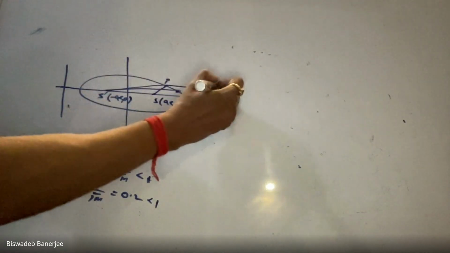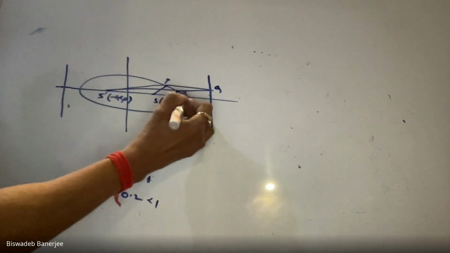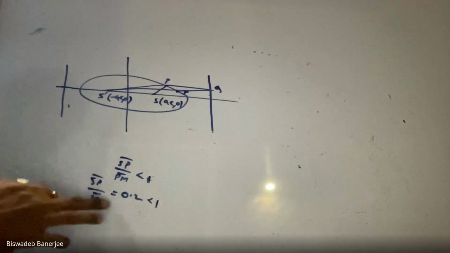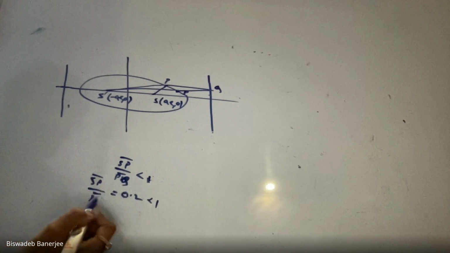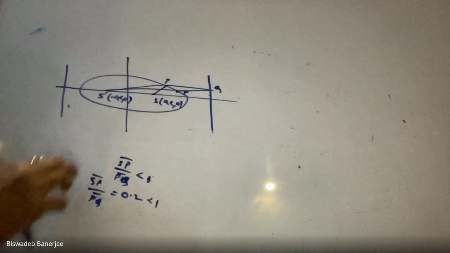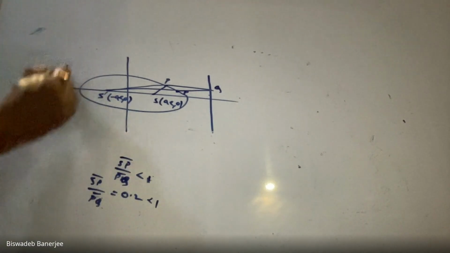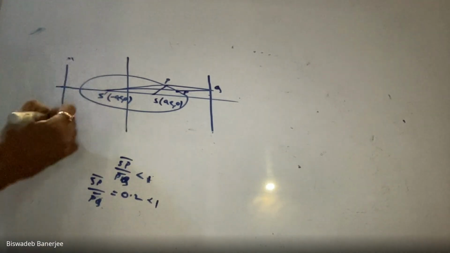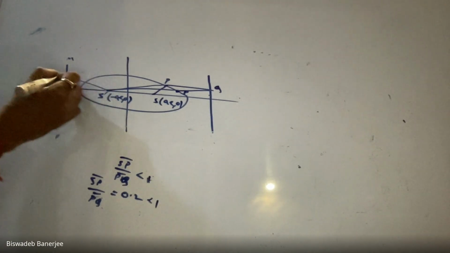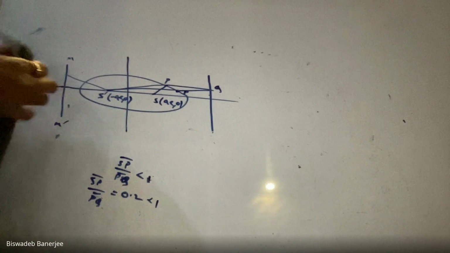If we fix Q here, there is my SP. If point P lies here, there is my SP, there is my PQ. If we take a point Q here, you can always see that SP by PQ is always less than 1. You can also take it from this direction as well, because there is my other directrix, my MM dash.